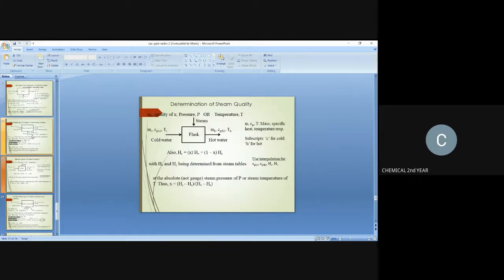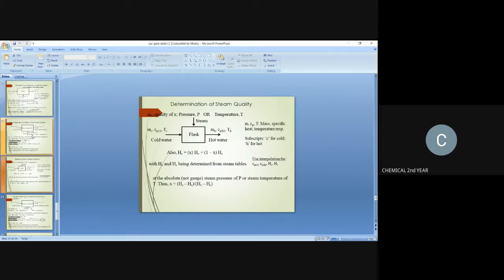Determination of steam quality. The steam quality X, pressure or temperature is given. Here we are given a flask. Here the input will be our cold water with mass flow rate of Mc, specific heat Cpc and temperature Tc. And steam is our input, and our product will be hot water. Here mH is the mass flow rate of hot water, Cph is the specific heat of hot water and Th is the temperature of the hot water.